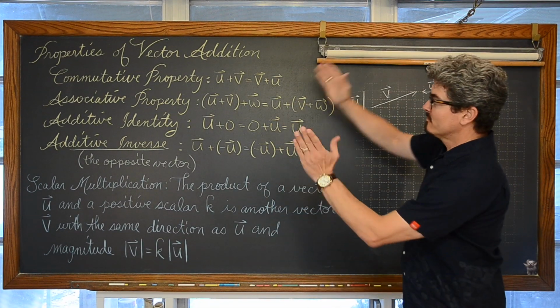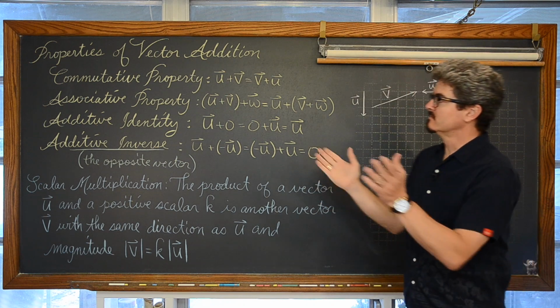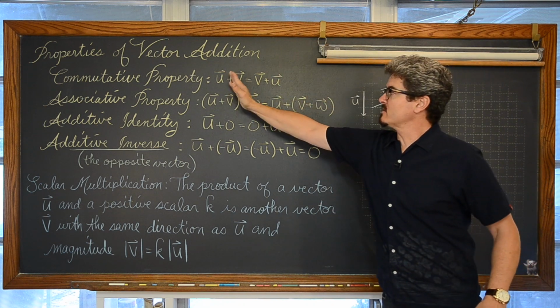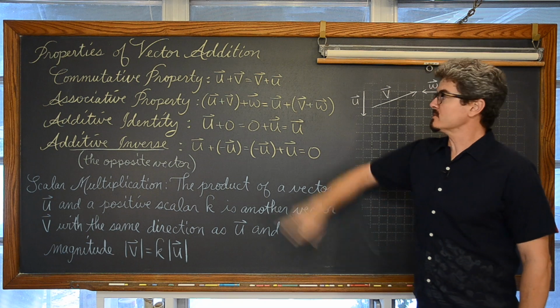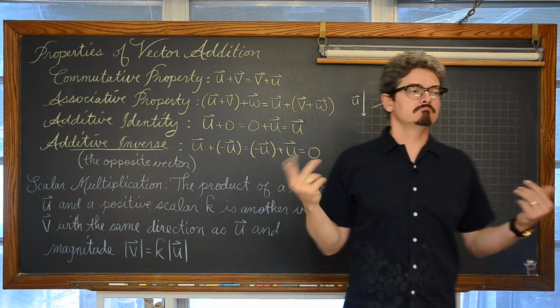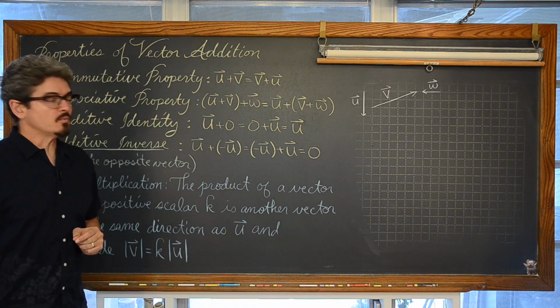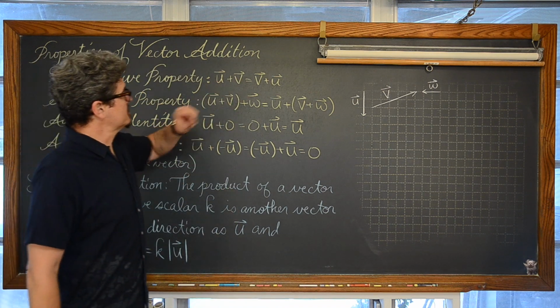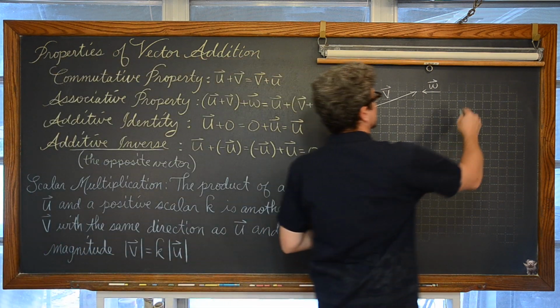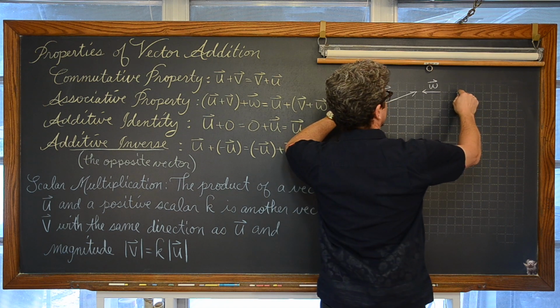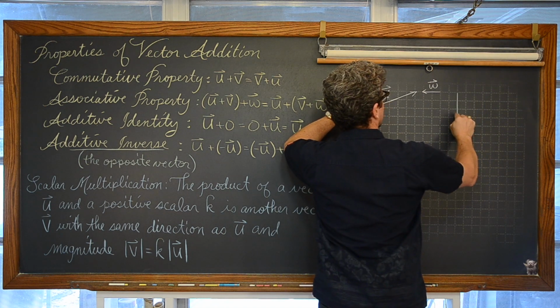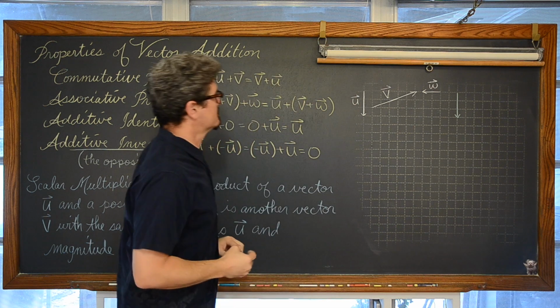Alrighty then. Properties of vector addition. We have the commutative property that vector u plus vector v is equal to vector v plus vector u. Okay, so it doesn't matter the sequence in which we do that addition. Well, let's see here. Vector u, which I've got going down 3 units.